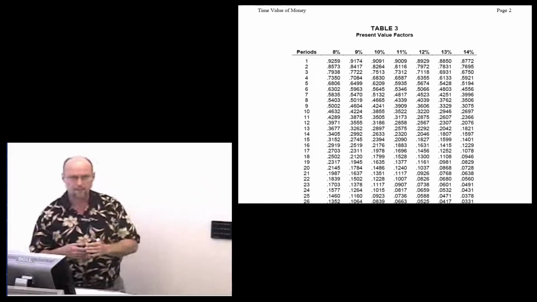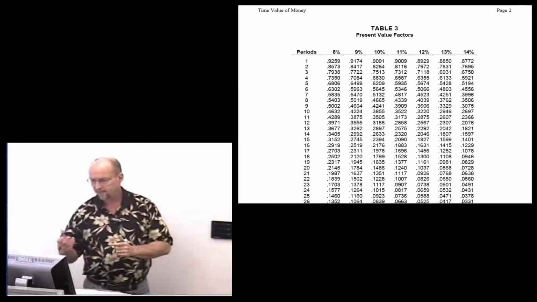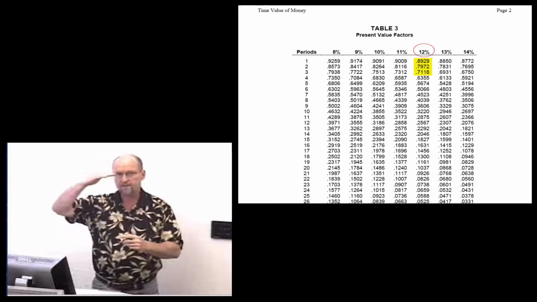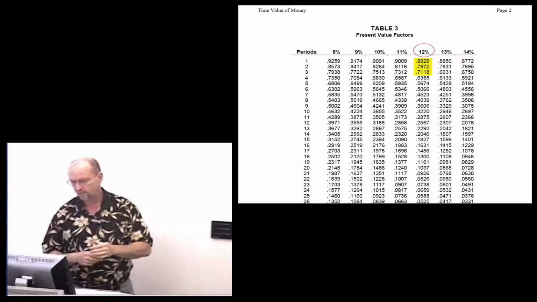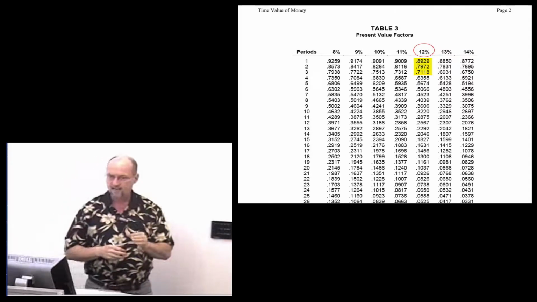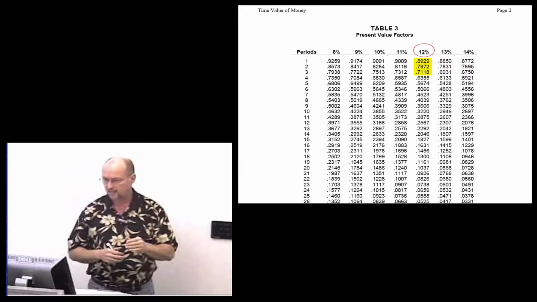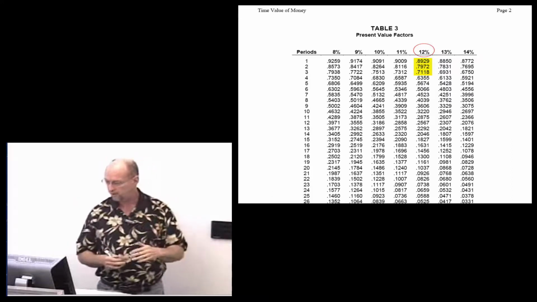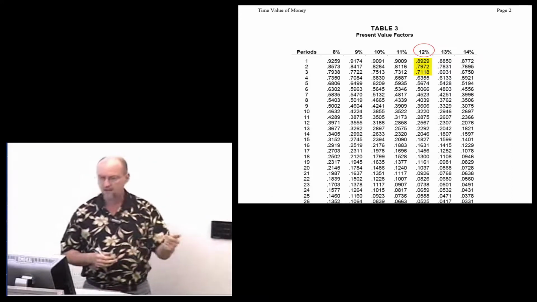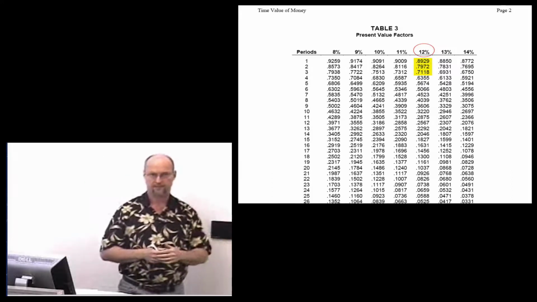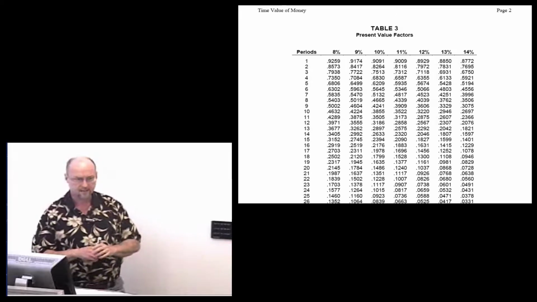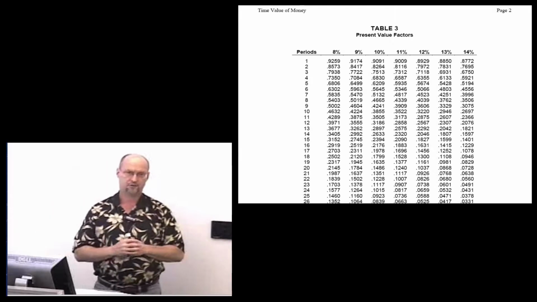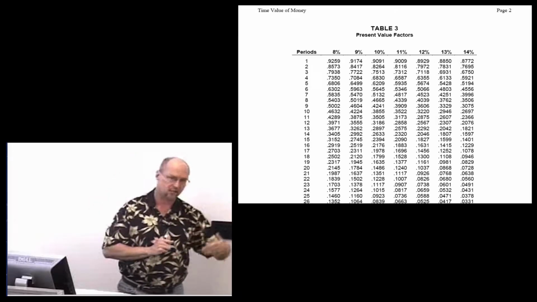Now, this is not a random number generator. Same thing if I were to do 12%. 1 divided by 1.12 would give you 0.8929. 0.8929 from the 12% column divided by 1.12 would give you 0.7972, etc.